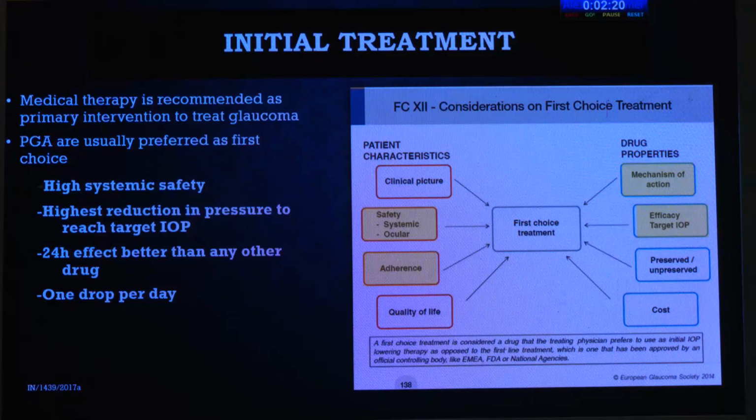The initial treatment we usually start is medical treatment, and prostaglandin analogs are usually preferred as the first choice because of high systemic safety, the highest reduction in pressure, good 24-hour control, and one drop a day of prescription.